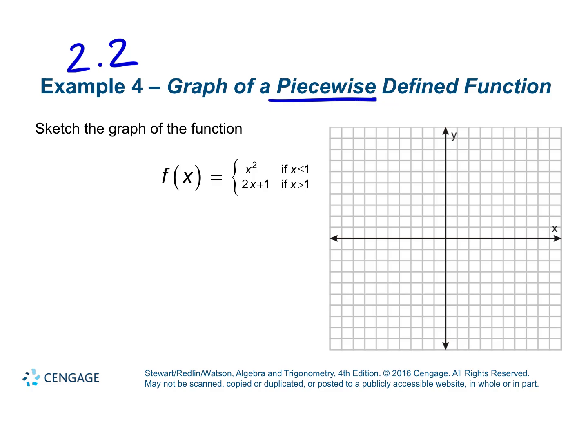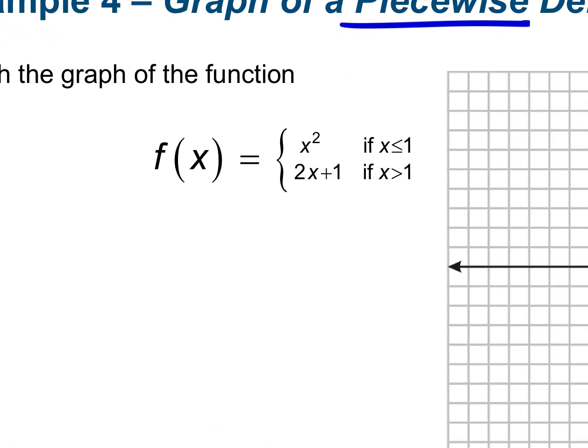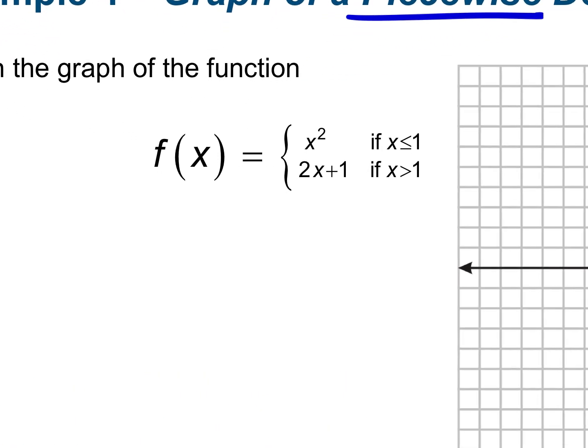Our graphs are going to have pieces. So it's going to be pieces of different graphs, just combined together. So we're going to graph one piece at a time for our piecewise function. So we're going to start with the first piece.